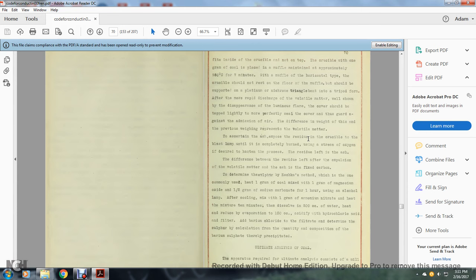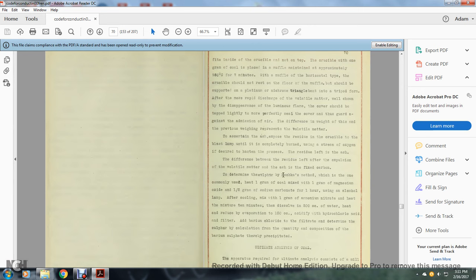Ash the coal and expose the residue in the crucible to the blast lamp until completely burned, using a steam of oxygen if desired to hasten the process. The residue left is the ash. The difference between the residue left after the expulsion of the volatile matter and the ash is the fixed carbon.